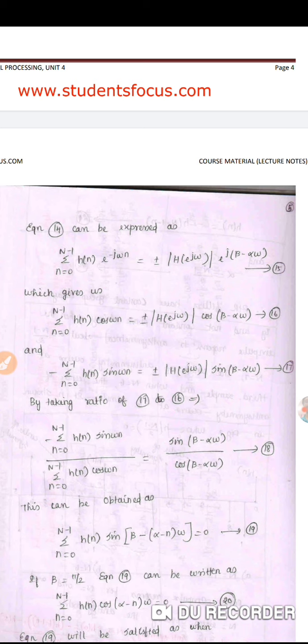If you substitute those values in equation 15, and if you separate the real and imaginary parts, that means the cos omega n terms and sin omega n terms and j terms, then it gives the equations: summation n equal to 0 to N minus 1 h of n into cos omega n is equal to plus or minus mod H of e power j omega into cos of beta minus alpha omega, which is the real part, and minus summation n equal to 0 to N minus 1 h of n into sin omega n is equal to plus or minus mod H of e power j omega into sin of beta minus alpha omega, which is the imaginary part.